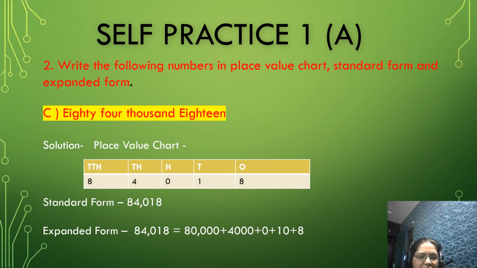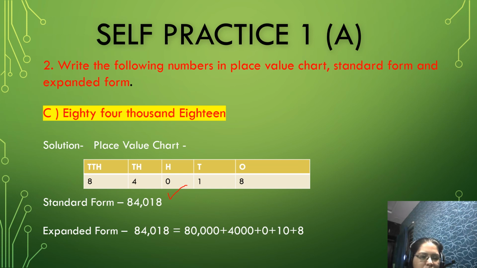Now the number is 84,018. The standard form of this number will be 84 comma 018. There is no digit in the 100 place, so we write it as 0 in the 100 place, and then 18. This is the standard form, 84 comma 018.